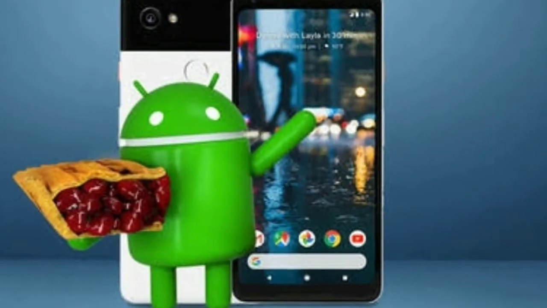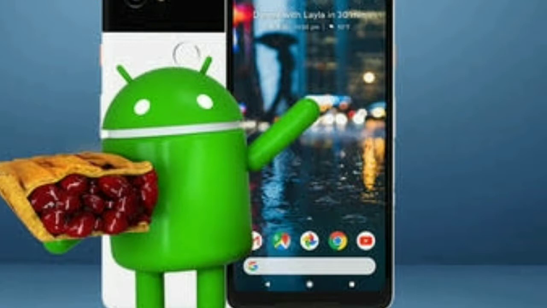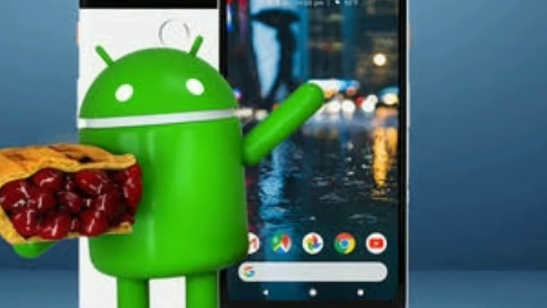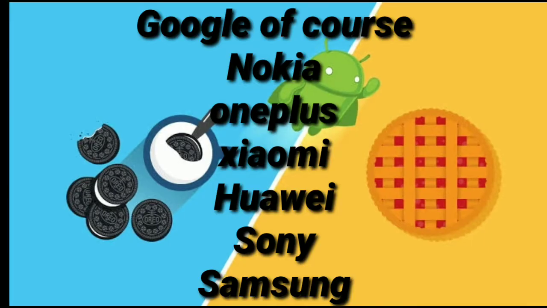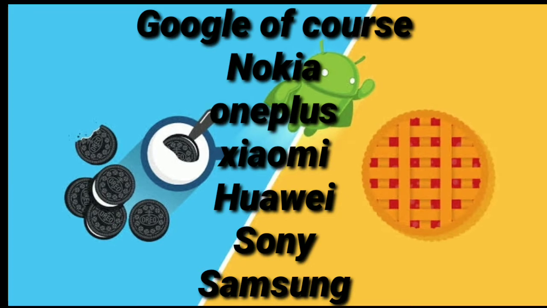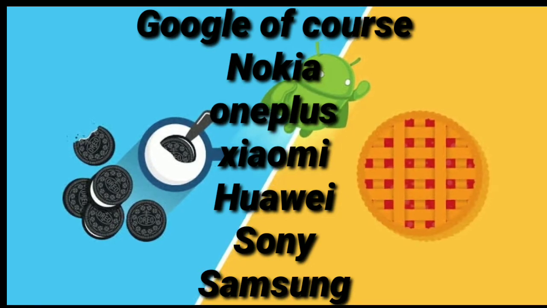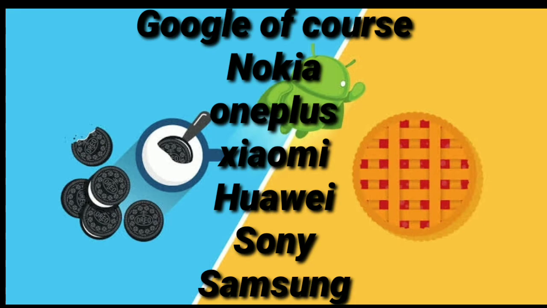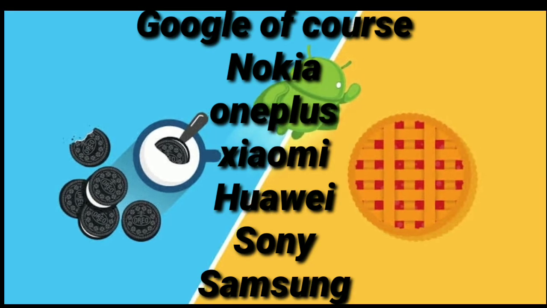Android Pie is the ninth major update and the 16th version of the Android operating system. Devices which are running on Android Pie are Google's, of course. Next come Nokia, OnePlus, Xiaomi, Huawei, Sony and Samsung.